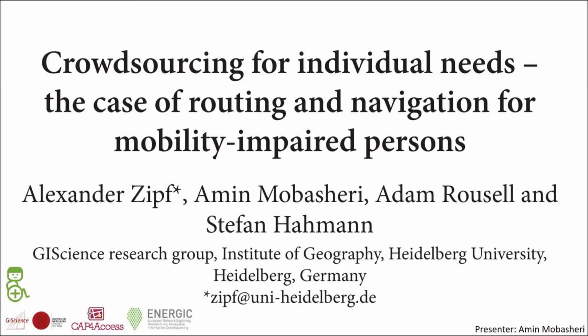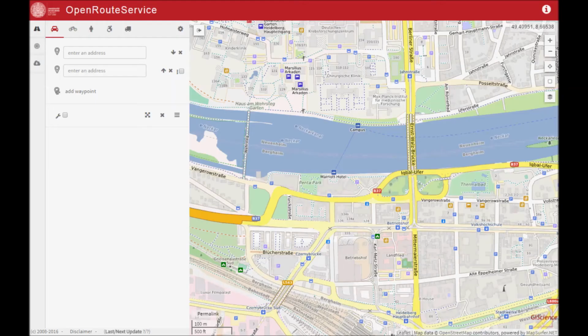In this video, we are going to present the research and implementations that have been done in employing crowdsourced geographic information for routing and navigation of people with impaired mobility. For more than 5 years, the GIScience research group at Heidelberg University has been developing Open Route Service, a web service that allows the computation of routes based on OpenStreetMap data.